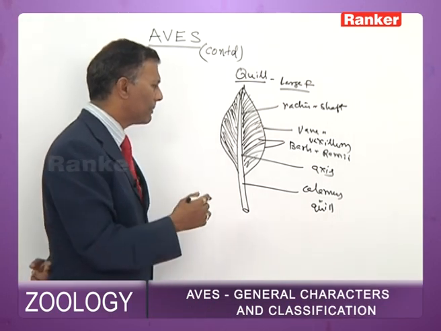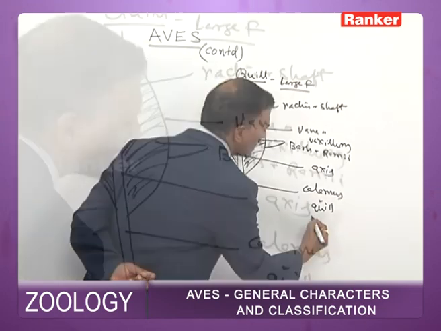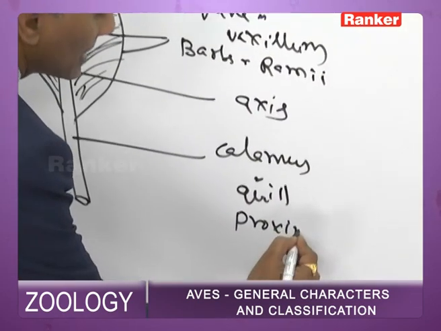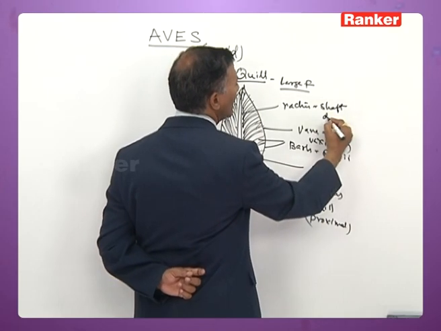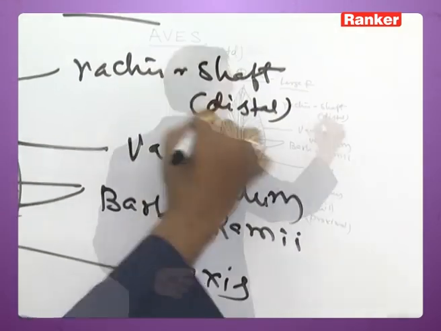Now this proximal part of the feather is considered as the calamus. This is the proximal part here. And the distal part of the feather is considered as rachis or shaft.